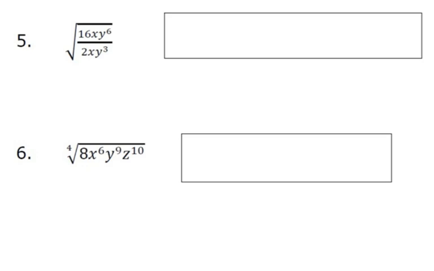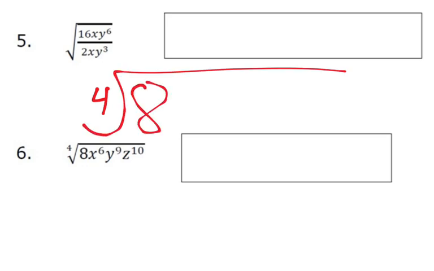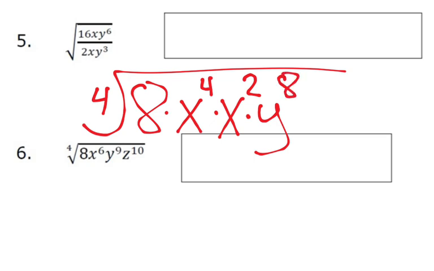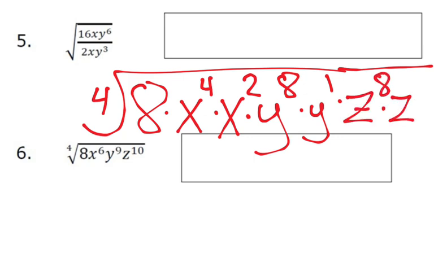All right, here we go. So the 4th root, well, the number 8 is not a perfect 4th, and there's nothing you can do to simplify it. So there's really no simplifying you can do to the number 8. The x to the 6th power, since there are 4 x's you can separate, that leaves 2 of them left over. And then your y to the 9th, you can think of that as y to the 8th with a single y left over. And then z to the 10th could also be z to the 8th with 2 of the z's left over.